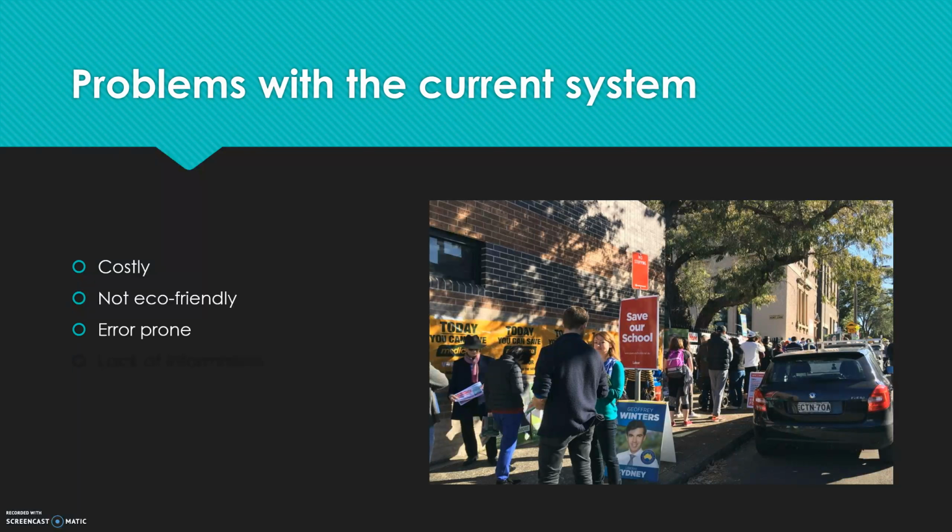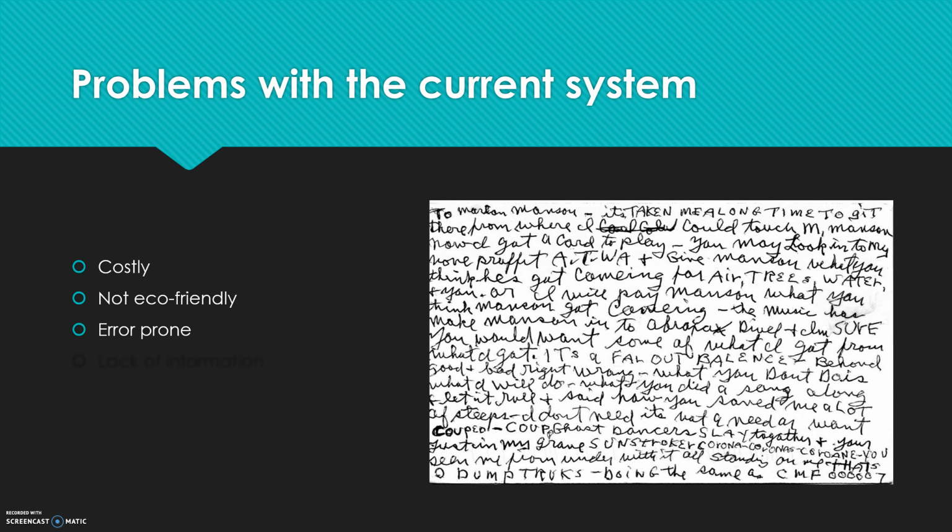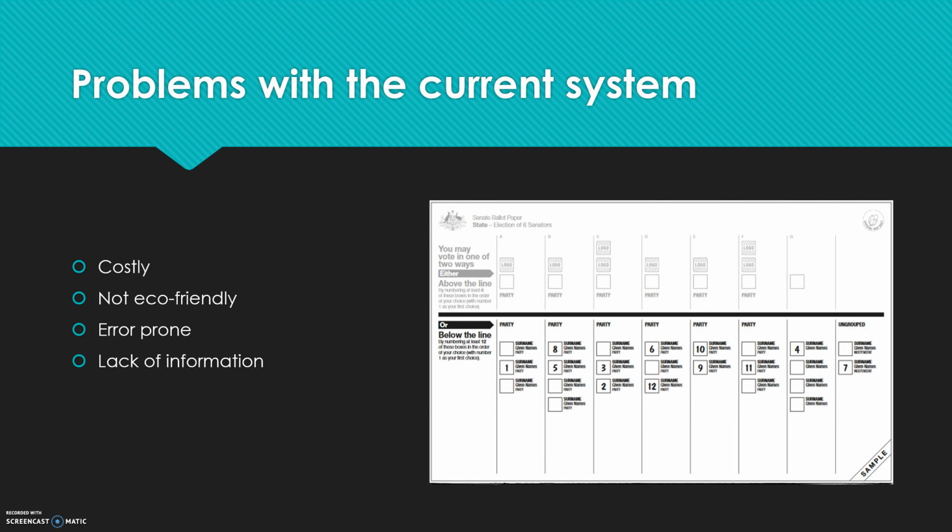They're also error-prone, because everybody has a different handwriting. And since we're using a preference-based system, people might make a mistake when they're voting. There's also a lack of information. On the ballot papers, you just get a name for the party or the candidate. But it doesn't show you what their current political campaign is all about.